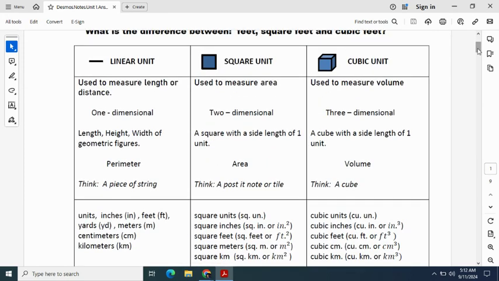So hopefully that helps you think about the difference between linear unit, square unit, cubic unit. Again, linear unit, think of string. Square unit, think of a post-it, or even a tile. And then a cubic unit, just a cube. So linear would be like outlining the classroom floor. Or if you look at my back bulletin boards, the border that goes around it, that's a linear unit. Square unit, if I were to take post-it notes and fill completely or tile the whole floor. Cubic unit, if I were to take boxes into the classroom to fill it up.